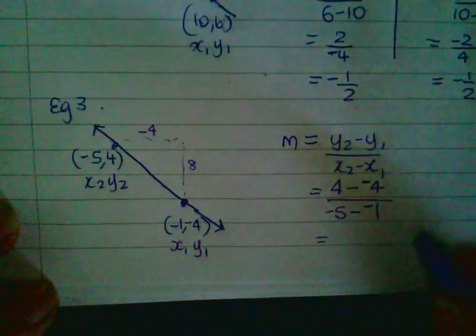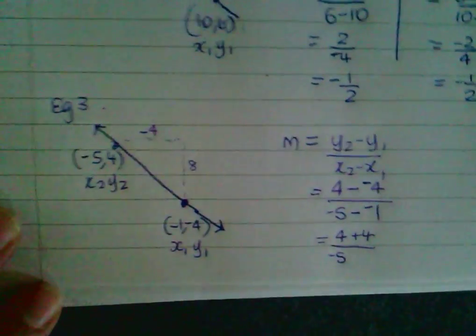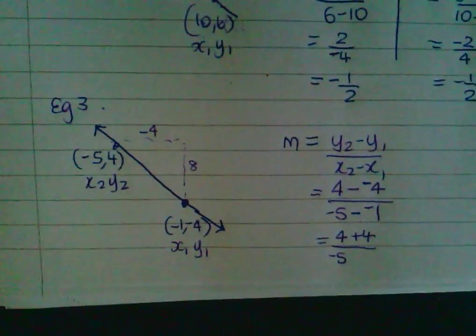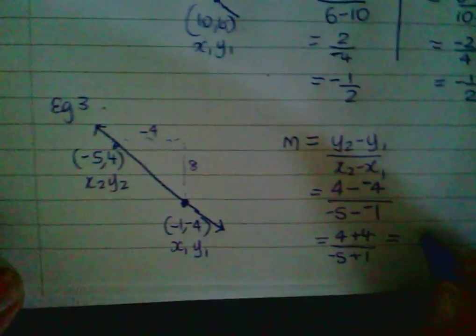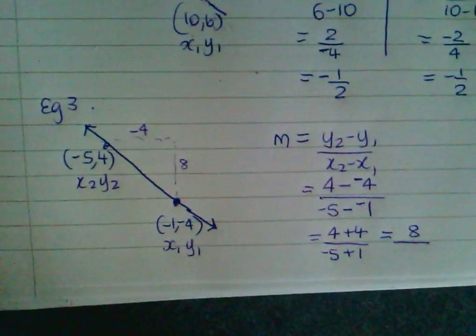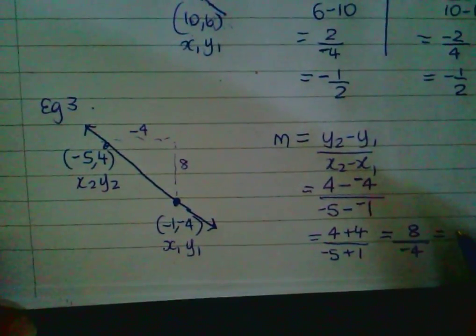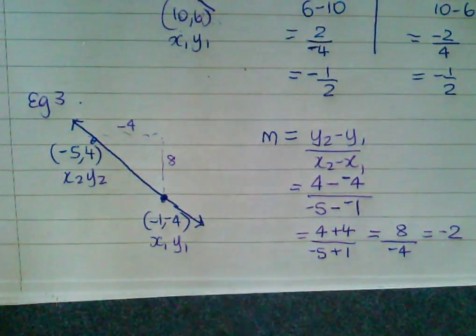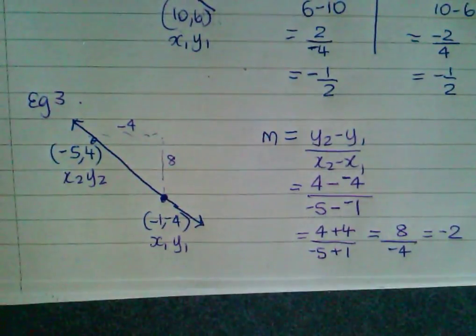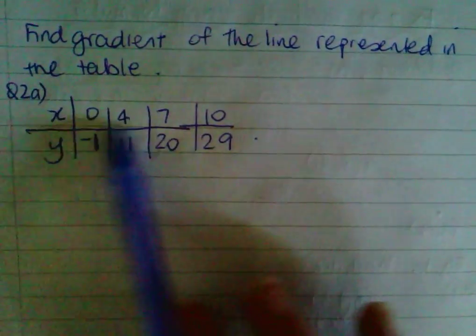So when you see two negatives, what do you do? 4 plus 4 over, this is still negative 5. It's only when you see two signs together that you fix it up. Negative negative is plus 1. 4 over 4 is 8. Negative 5, 5 down, 1 up, that's negative 4. A positive divided by a negative is a negative. So the gradient's negative 2. Or I could have subtracted the other way round, but I'm not going to. All good? Okay, you can also be given a table of values.